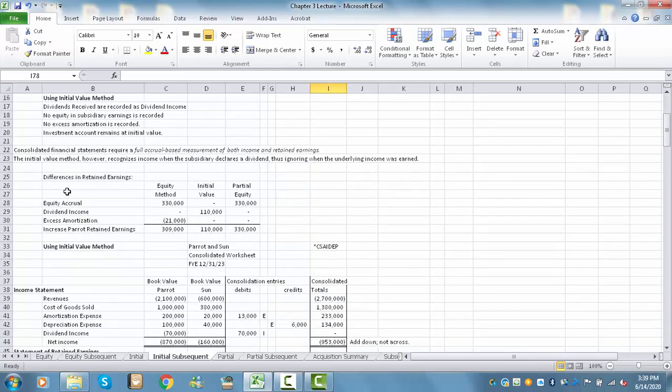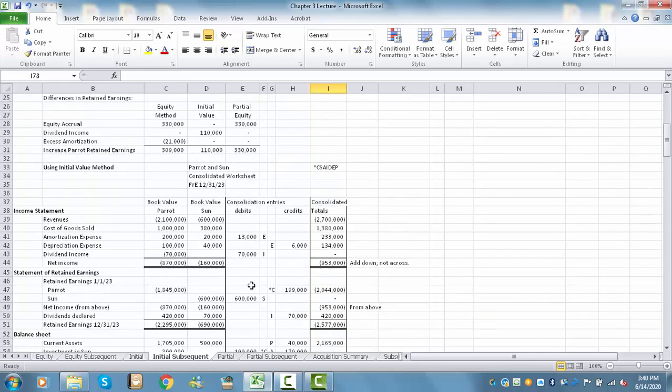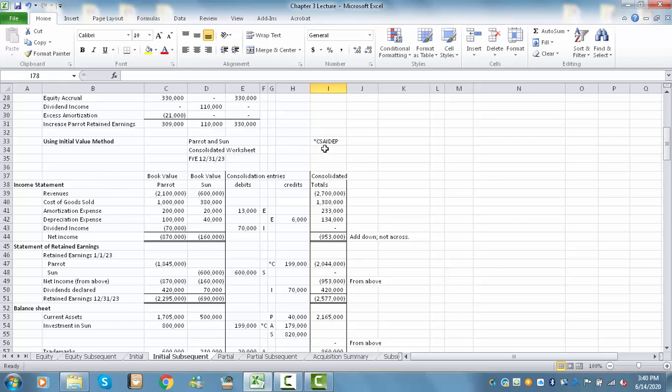So, the difference in retained earnings, if you use the equity method, would have had 330 less the 21. In the initial value method, we have only dividend income, and in partial equity, we record the 330, but we ignore the dividend income, of course, because it's wrapped into our equity accrual, but we ignore the excess amortization also. So if we use this, we add one more entry, which is a star C entry.